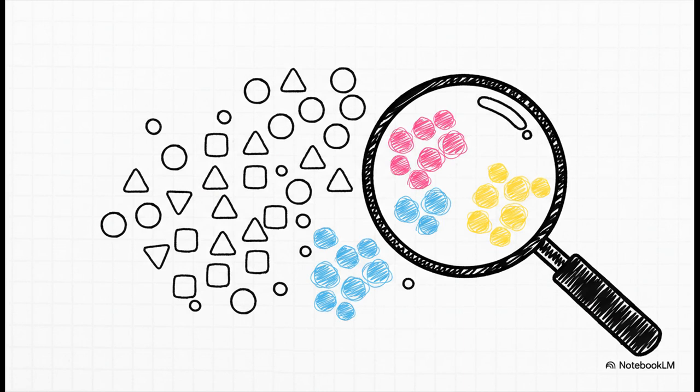Well, the answer is actually pretty intuitive. Instead of trying to analyze every single piece of data one by one, which would be impossible, they do something smarter. They look for the secret groups, the natural little communities that are already hiding inside the data. And that whole process, that's what we call clustering.